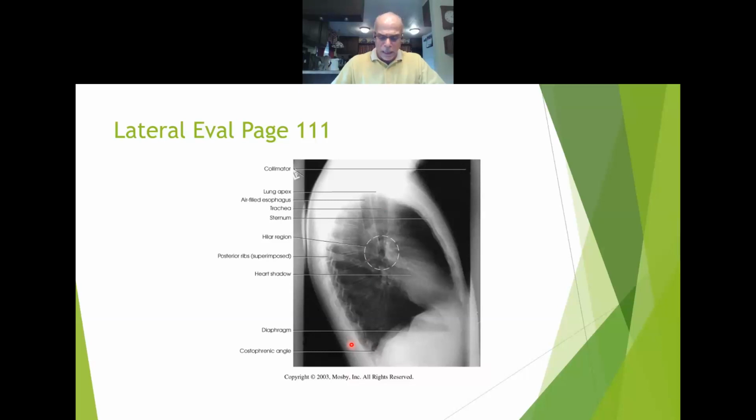The hilar is at the appropriate center of the radiograph. This is the hilar region right here. That's the carina. That's where all your vessels are at, right there in the middle.